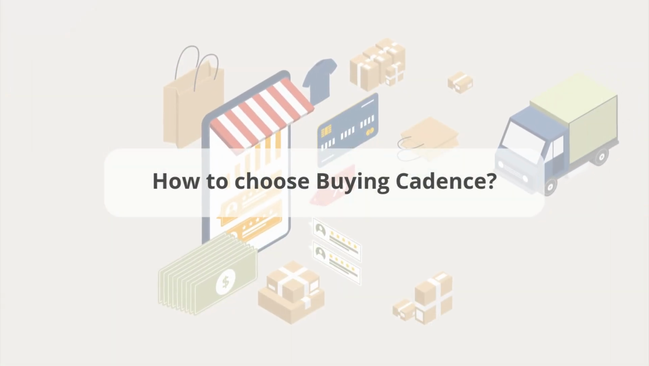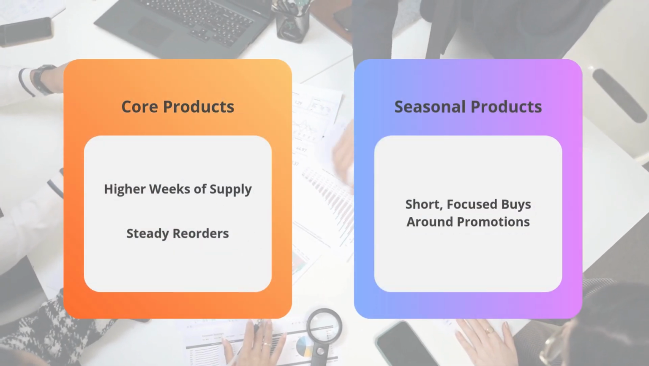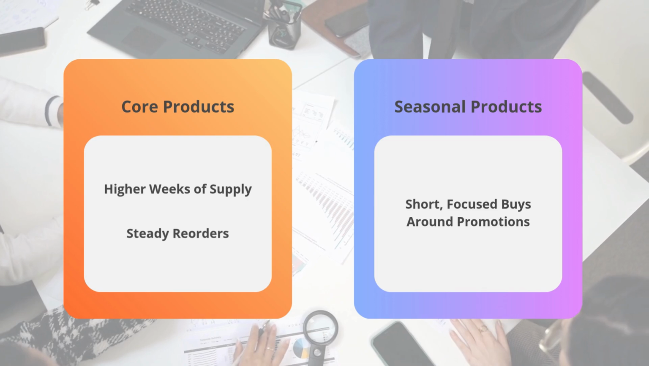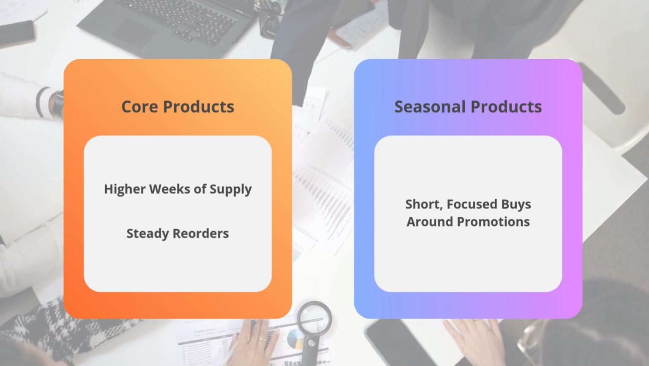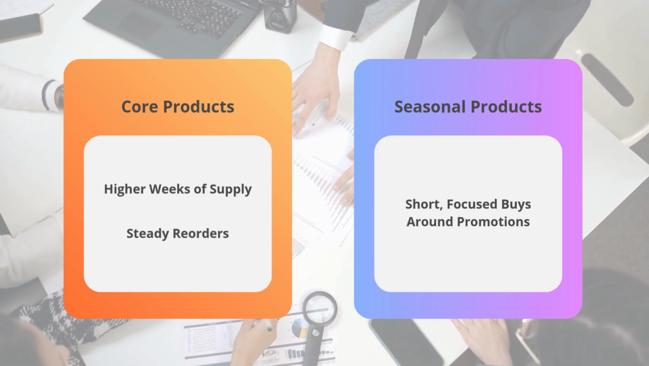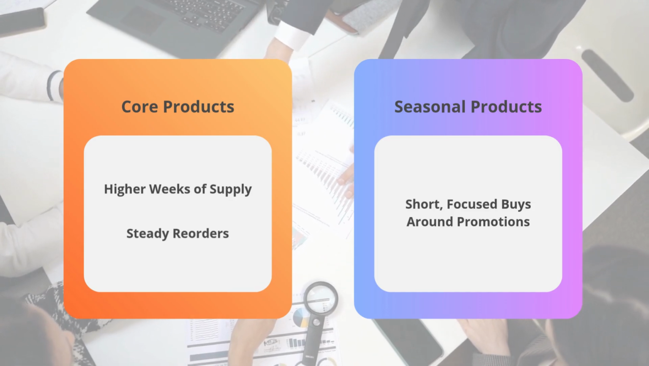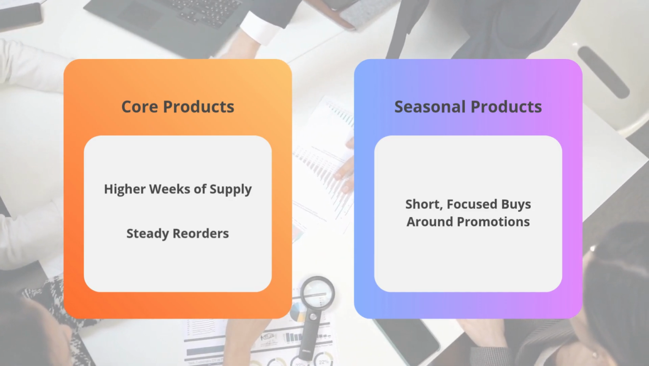How to choose the buying cadence. Decide on buying cadence by lead time and SKU type. Core products typically maintain higher weeks of supply and steady reorders. Seasonal items use short, focused buys around promotions. The sheet supports both approaches.